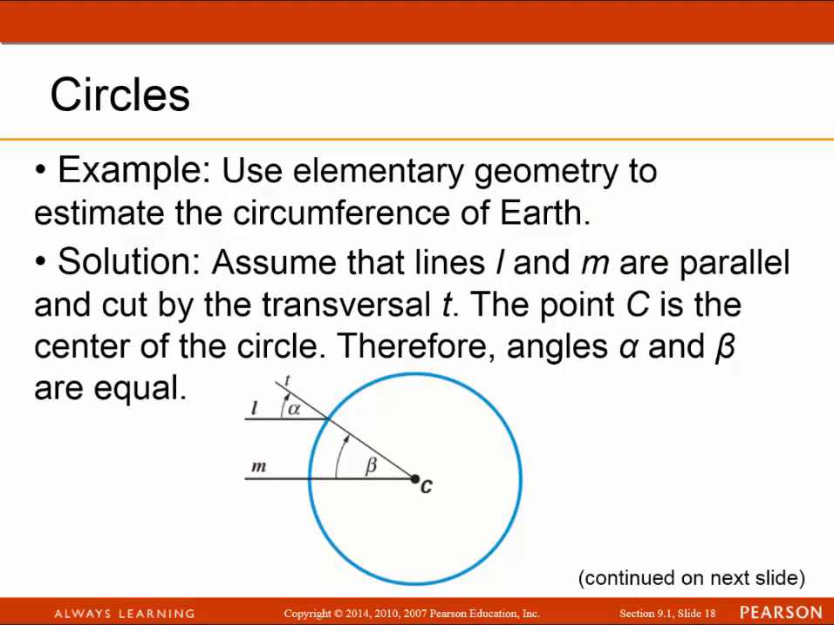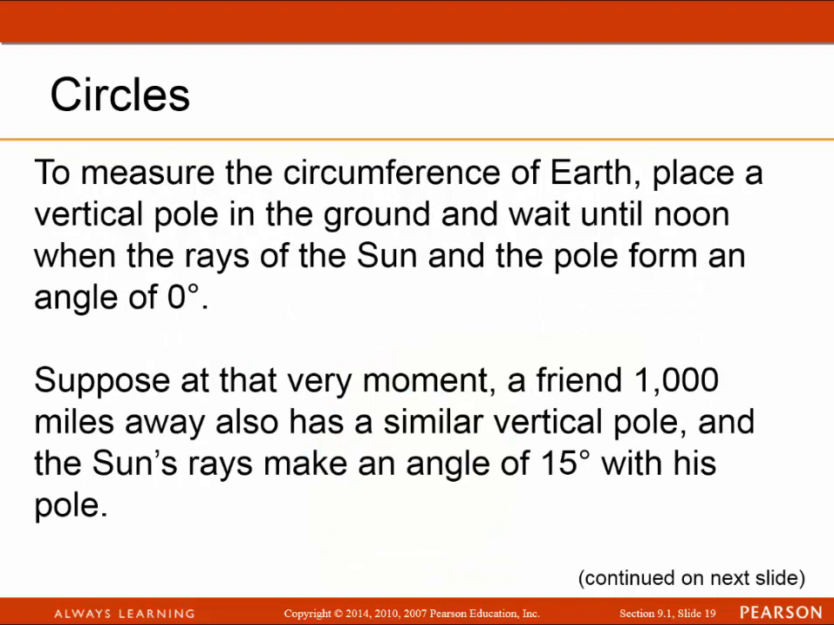Now the last example is that we can actually use elementary geometry to estimate the circumference of the Earth. Again, this is just an example. So assume that lines L and M are parallel and they're cut by the transversal T, and you can see this in the diagram given. Now point C is the center of the circle, therefore angles alpha and beta are equal to each other. To measure the circumference of the Earth, we just place a vertical pole on the ground and wait until noon when the rays of the sun and the pole form an angle of 0 degrees.